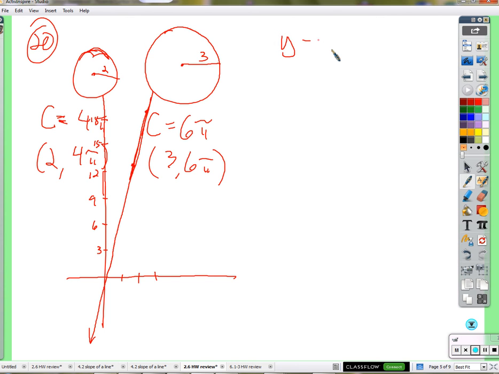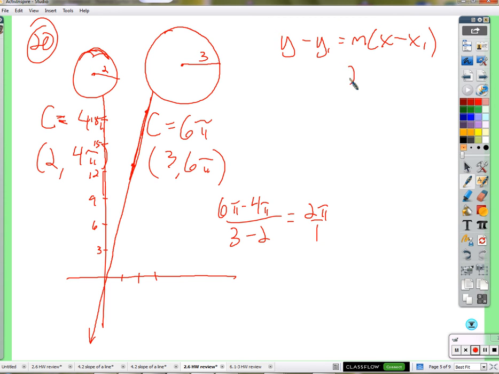All right, so we're going to use the point-slope form, y minus y1 equals m times x minus x1. Find the equation for the circumference given the radius, where x is the radius and y is the circumference. So we need to find the slope: 6 pi minus 4 pi over 3 minus 2. That equals 2 pi over 1, so the slope is 2 pi.